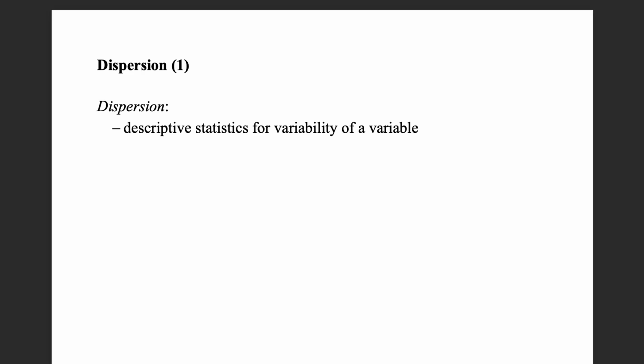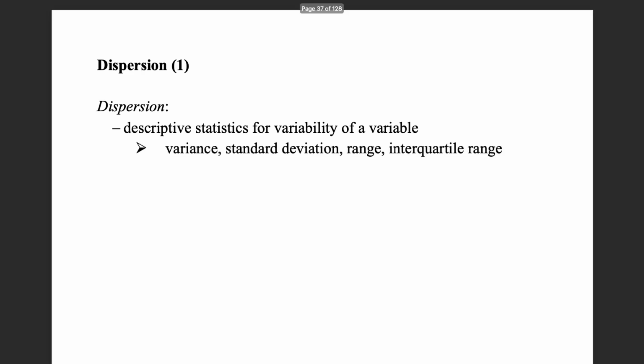So if I ask 10 students how much they like statistics and everybody says 10, I love it, then I have no variation whatsoever. But it also might be the case that every one of them gives me a totally different value. So one says 2, one says 4, one says 6, one says 8, one says 10. Then we get a lot more variability in our data. So dispersion tries to assign a number to that variability.